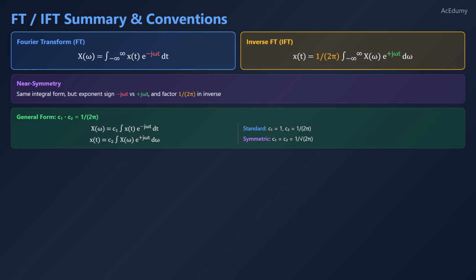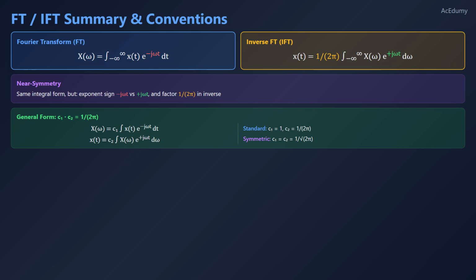Let's put it all together. For an aperiodic signal x(t), the Fourier transform pair is: forward transform, X(ω) equals the integral from minus infinity to infinity of x(t) e to the minus jωt dt. Inverse transform, x(t) equals 1 over 2π times the integral from minus infinity to infinity of X(ω) e to the plus jωt dω.